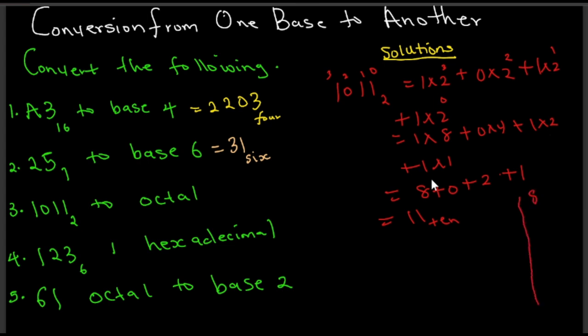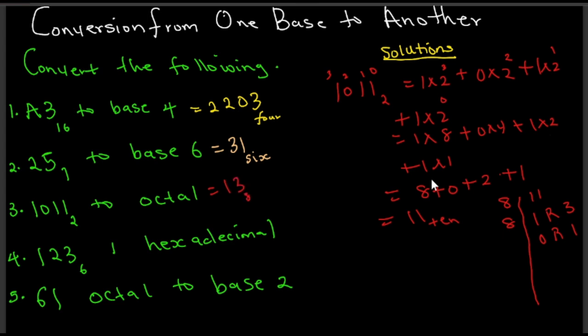So 11 here and 8. So 11 divided by 8 is 1, remainder 3. And 1 divided by 8 is 0, remainder 1. So from bottom to top, we have 13 base 8.